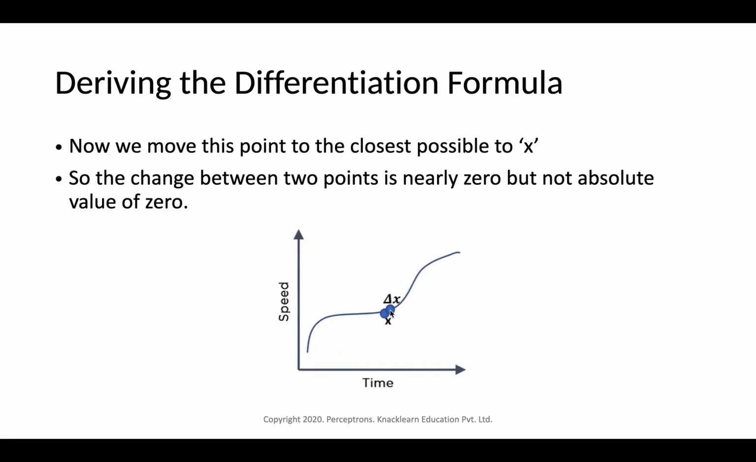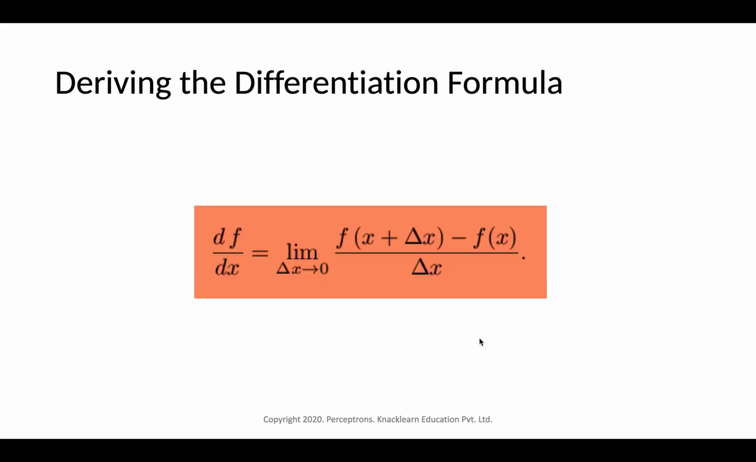If we are able to study the change within this smaller range of x and delta x, then we can find out the change at infinitesimal points. This is how a derivative works, and this is the formula behind it. This is the differentiation formula, which is given as the limit of delta x tends to 0 of f of x plus delta x minus f of x, divided by delta x. So this is the formula of differentiation.